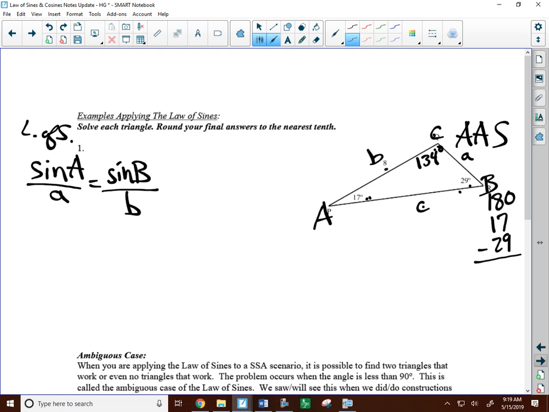Okay, so let's do it now. Sine of capital A, that's 17, over little a. Well, I don't have little a, so just call it little a. That'll be what we're solving for. Equals sine of capital B, 29, over little b, which is 8.